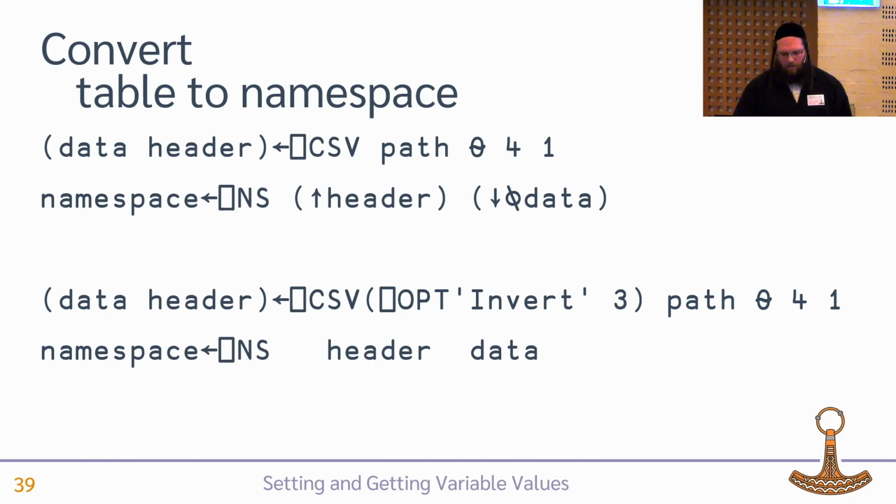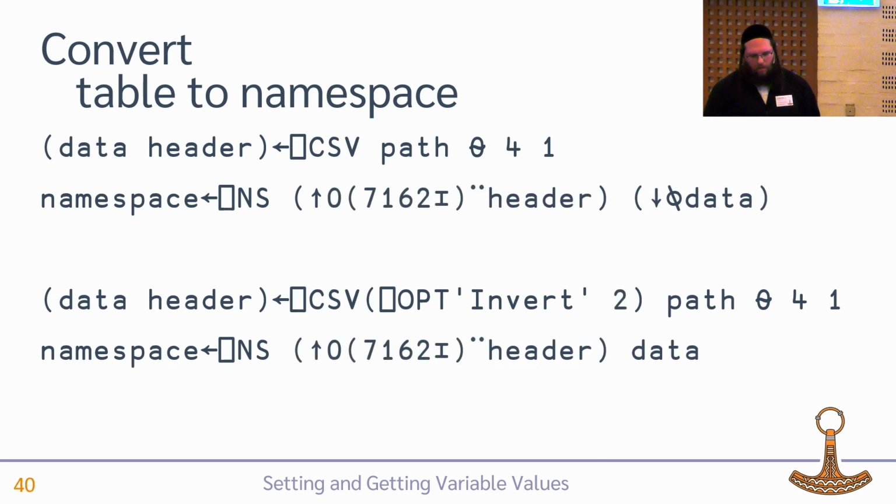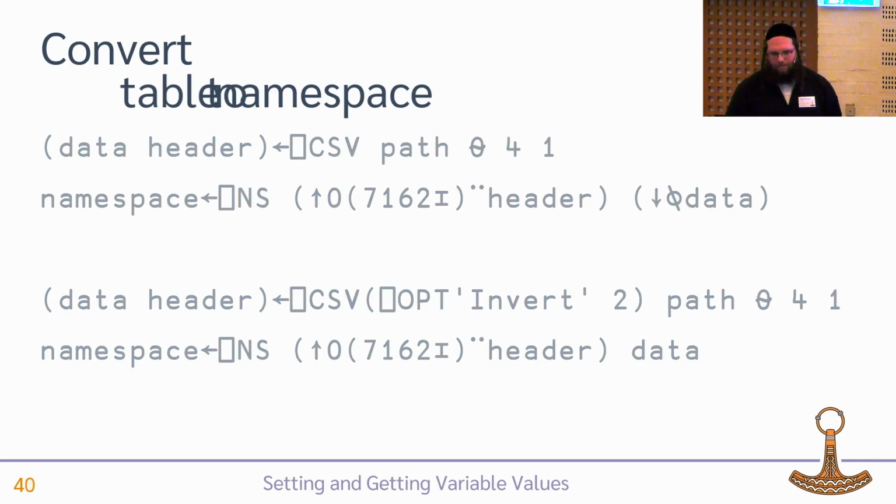And if your column names are not valid APL names, then we could use this JSON mangle name thing that encodes any character vector to a valid APL name. And of course, this could be built-in functionality as well if we decided on that.